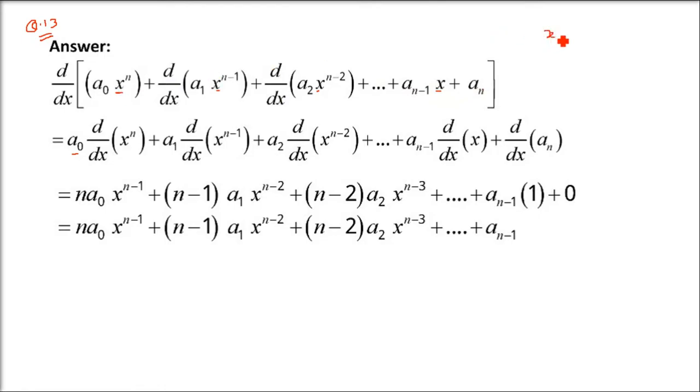So, x raised n, this is n x raised to n minus 1 when we differentiate it. What about x raised n minus 1? x raised n minus 1 will be n minus 1 x raised n minus 2. Okay. So, what do you see here? That there is an analogy. Here n minus 1, then n minus 2, like this. It goes up to n minus n.